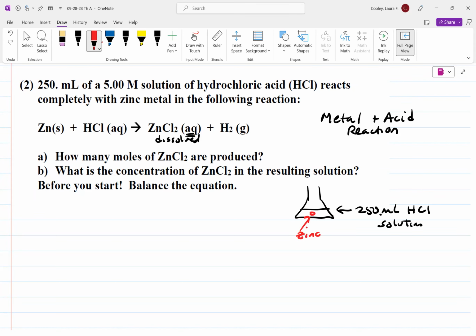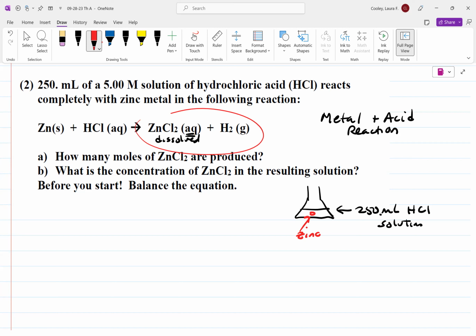So the volume at the end is really the same as the volume at the beginning. That zinc is actually going to disappear. There's no zinc at the end of the reaction here. It's all dissolved salt, dissolved substance, and H2 gas, which bubbles away. So the whole volume at the end is 250. So that's the scenario of what's happening in this reaction.